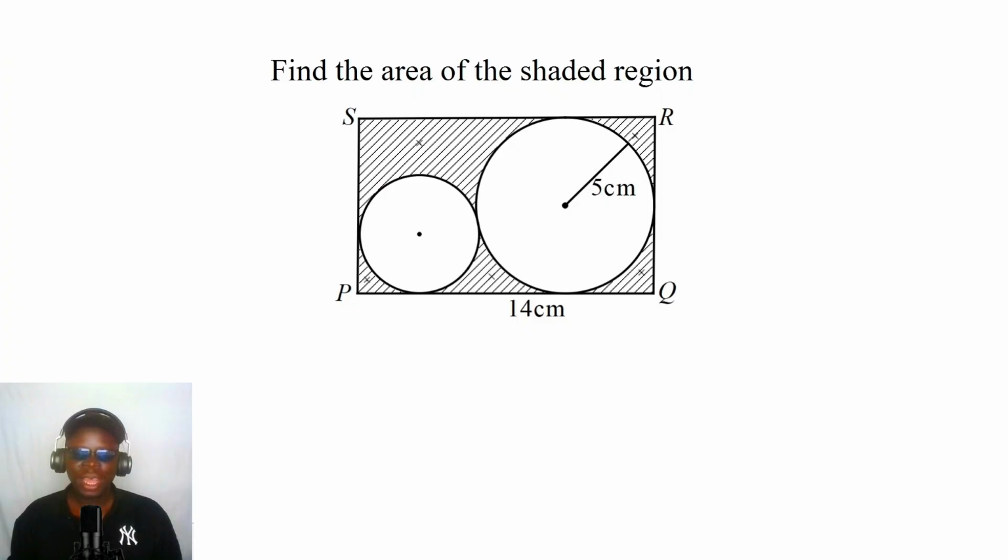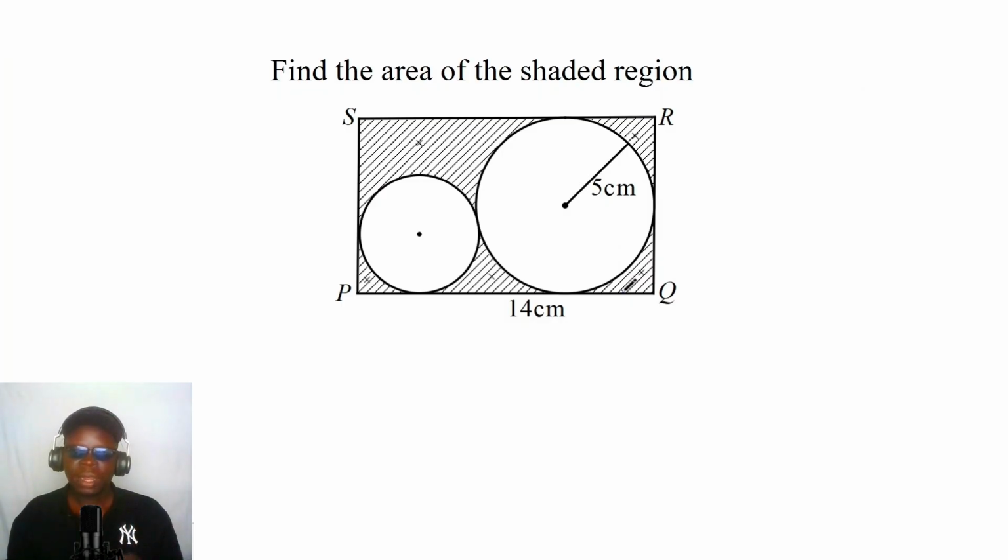On our board, we have an interesting and beautiful question on geometry. It looks easier at first sight, but I'm seeing some small challenge, especially when you take a look at our small circle. So the question is asking us to get the area of this shaded region.